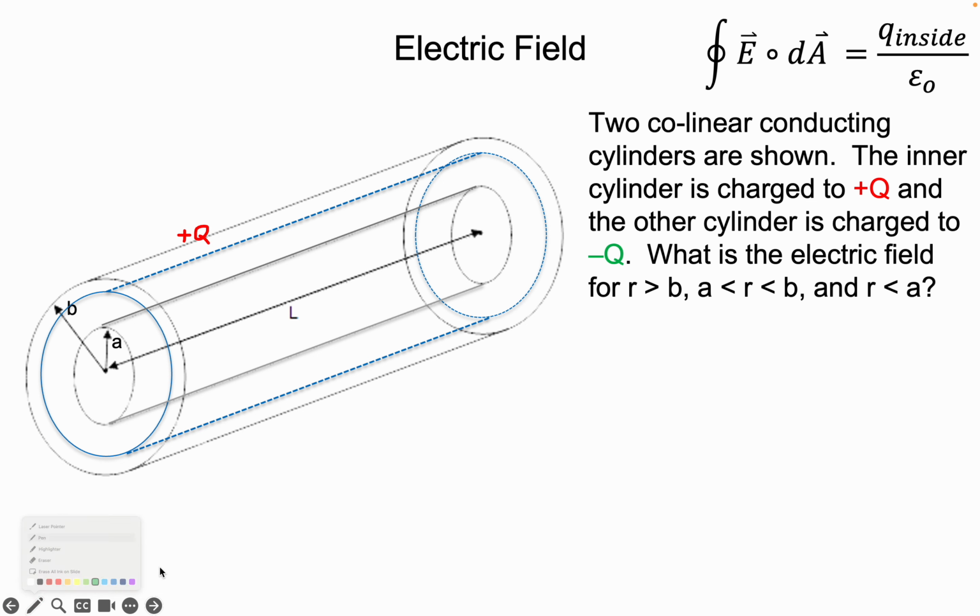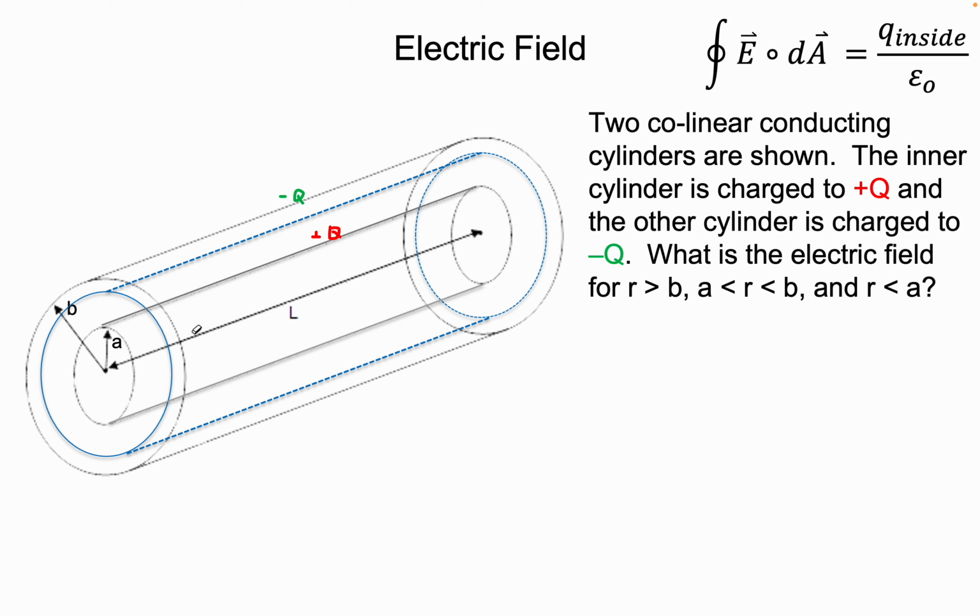Coaxial cables are actually used quite a bit in terms of audio and radio frequency signals. Oops, I've got the charges backwards. Sorry, the outer one should be negative Q. The inside one should be positive Q. Let me fix that real quick. And the question is what is the electric field inside, outside, and in between these two things?